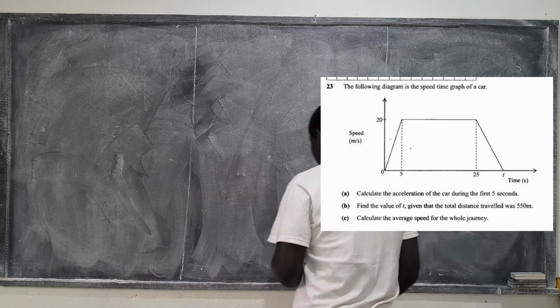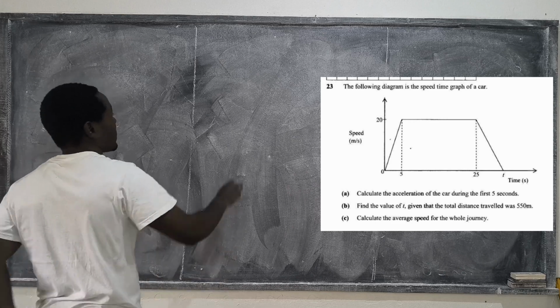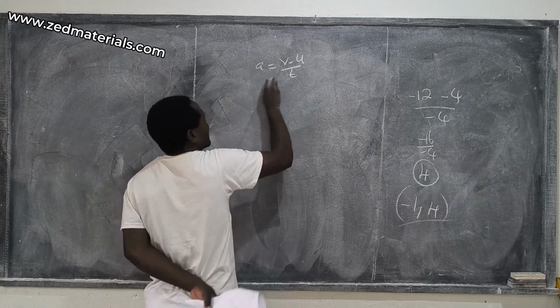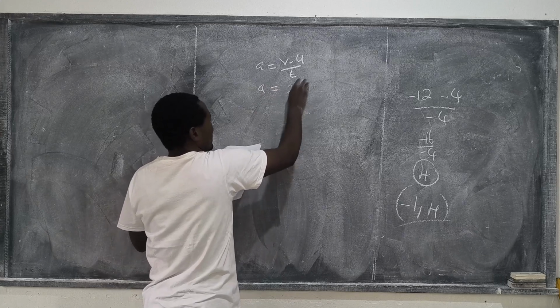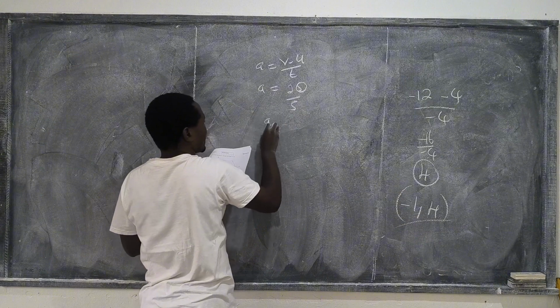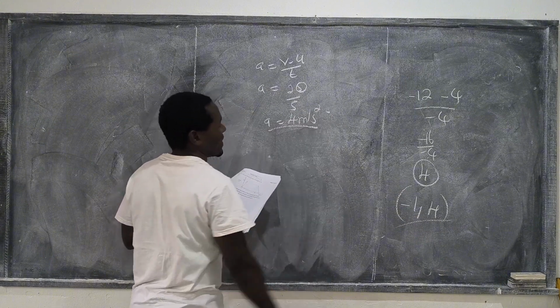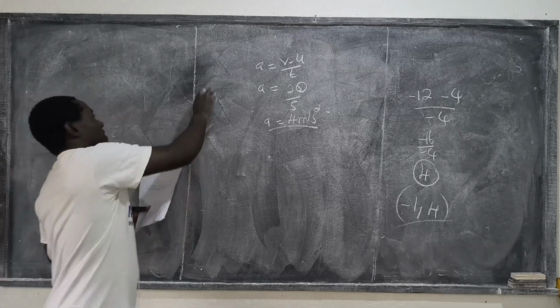The last question is saying calculate the acceleration of the car during the first 5 seconds. So acceleration is given by (v minus u) over t. Acceleration is equal to 20 over 5. Acceleration is equal to 4 meters per second squared. Done, and that's it. There you have your answer. That's how you are supposed to find the acceleration. So this is A.